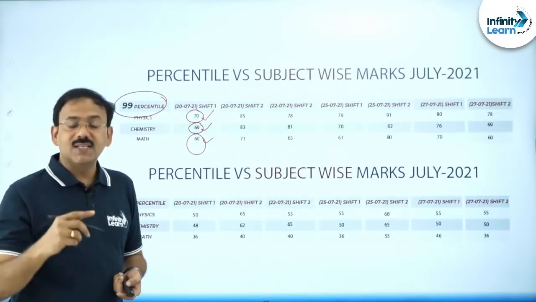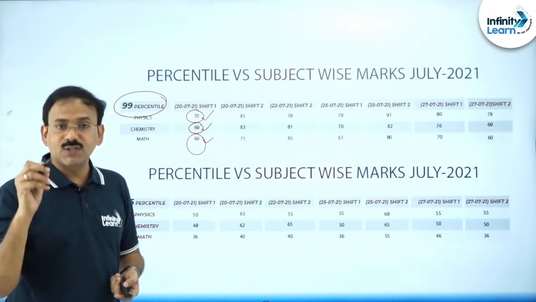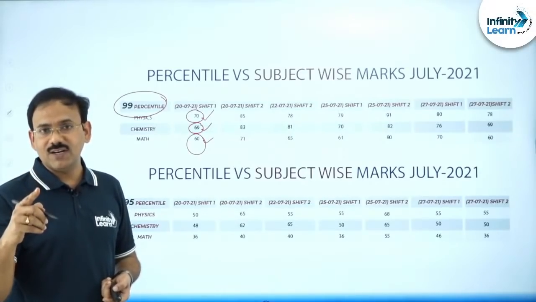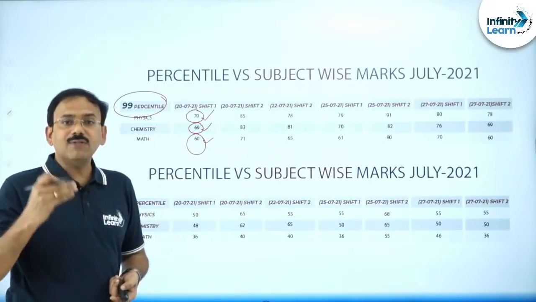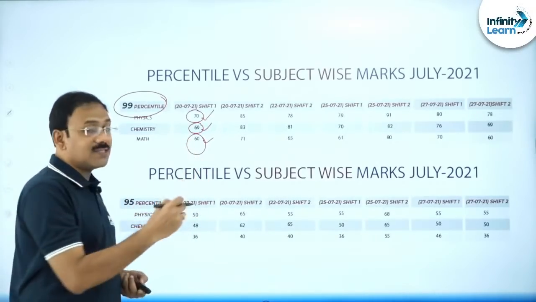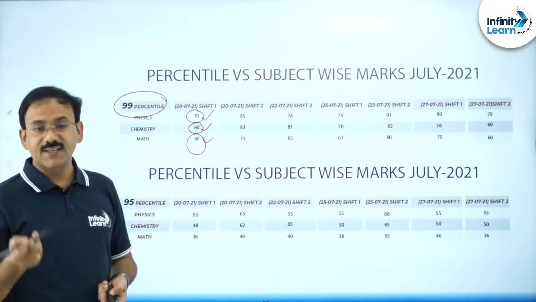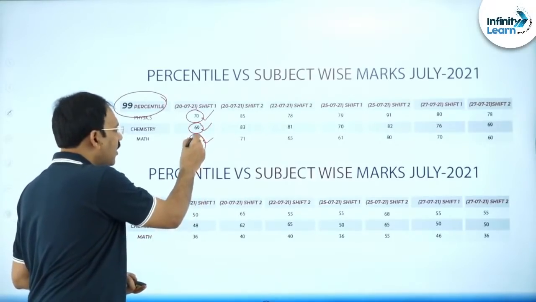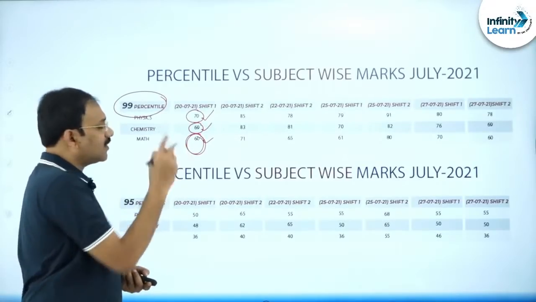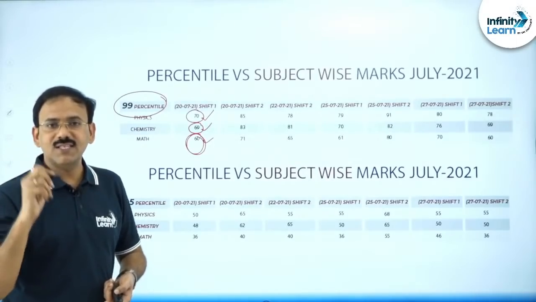99 percentile means the top 1% of the students. Around 7,50,000 students appeared for the July attempt, 1% is 7,500. You see in math above 60 marks there are 7,500 students, whereas in chemistry above 69 there are 7,500, above 70 7,500. That means it is a bit difficult to score 60 plus in math. Only the top 1% of the students in math could score 60 plus.